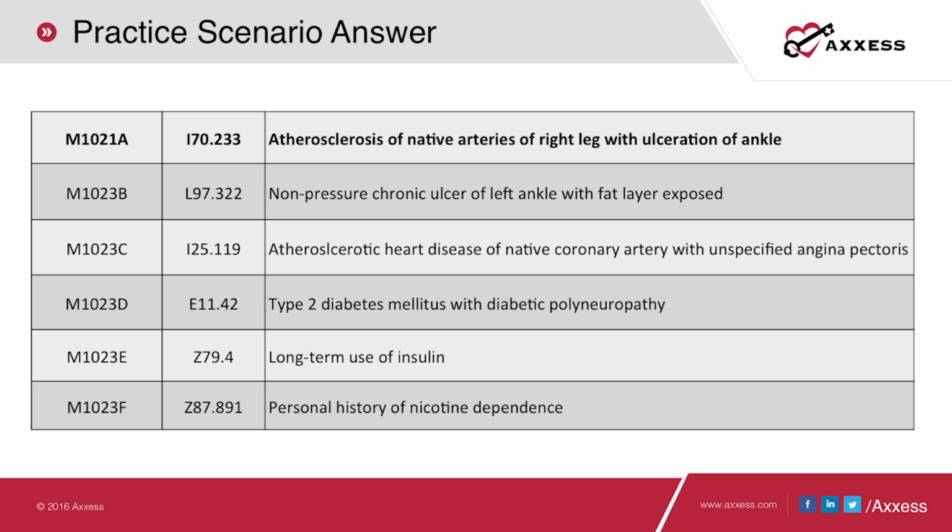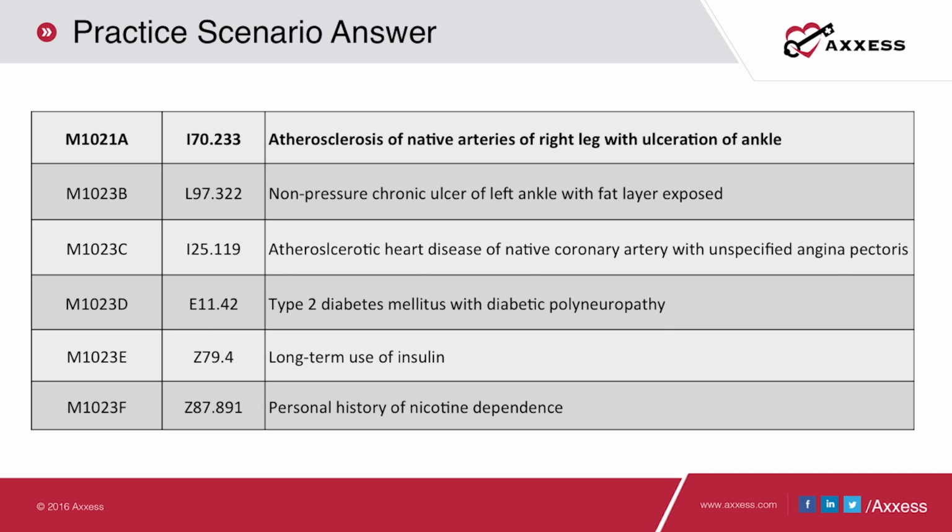So in this case, you have I70.233, atherosclerosis of native arteries of the right leg with ulceration of ankle, followed by L97.322, non-pressure chronic ulcer of left ankle with fat layer exposed. Again, there's guidance at L97 category that says code first the underlying condition. That's why, although we're in the home for wound care, atherosclerosis is our primary diagnosis.